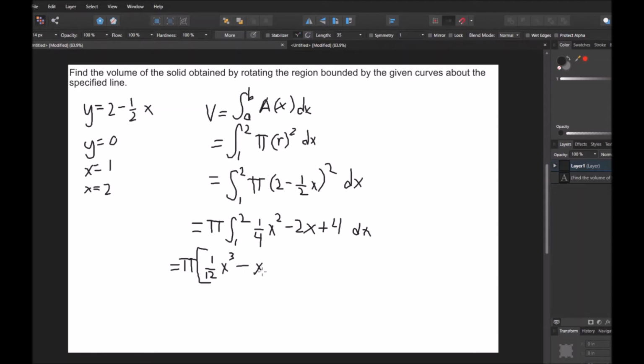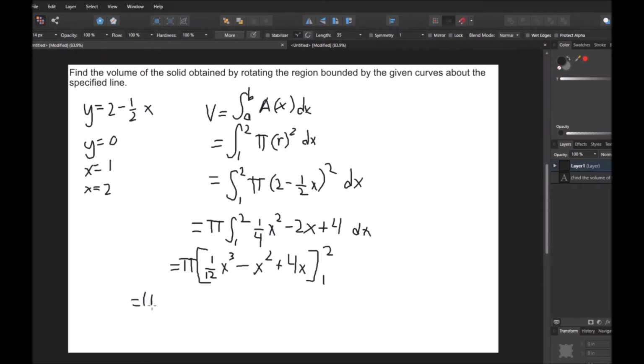Then this would be x squared, because again, if we drop down the 2, we get minus 2x, and then this would be 4x, like that. And this is going to be on the interval of 2 to 1.